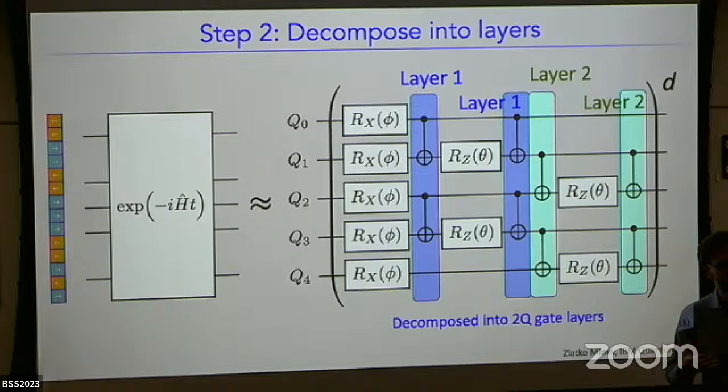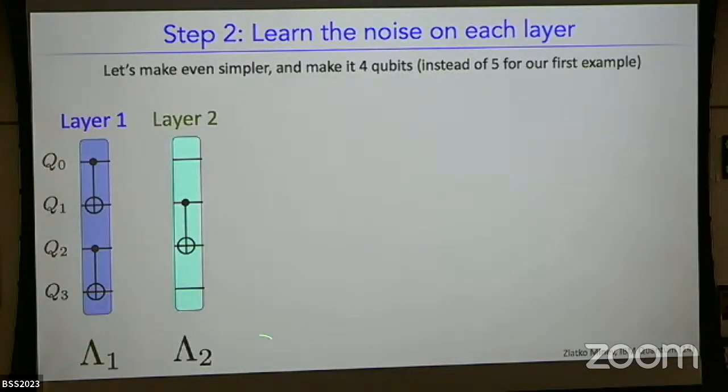Great. So what does that tell us? That tells us that if we want to learn the noise that our circuit will be susceptible to, we don't need to learn 1,000 layers. We only need to learn two layers. And to do the inversion, to cancel the noise, we only need to know the two noise channels, lambda one and lambda two. Great, because if we had an exponential number of them, that would be very bad.